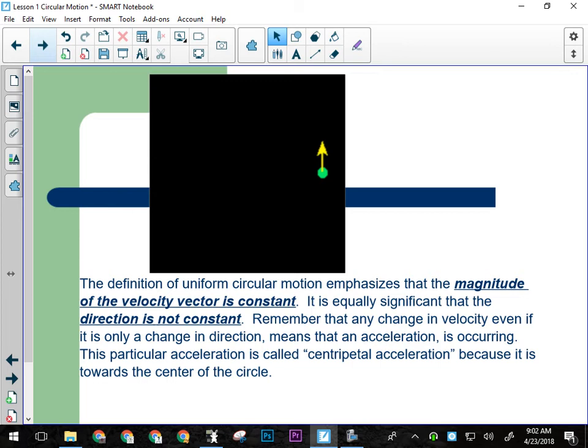Now, how many people, when I say centripetal, are like, that sounds like a word I've heard before, but not quite? Okay, how many people have heard the word centrifugal? Okay, so centripetal and centrifugal are not the same thing. One is a real thing and the other is imaginary. I say imaginary kind of tongue in cheek, but here's why I say it.